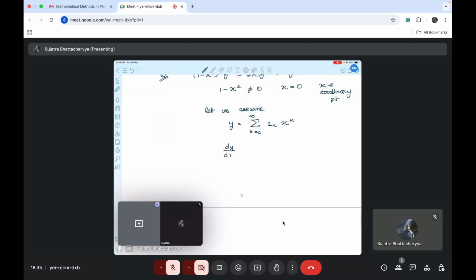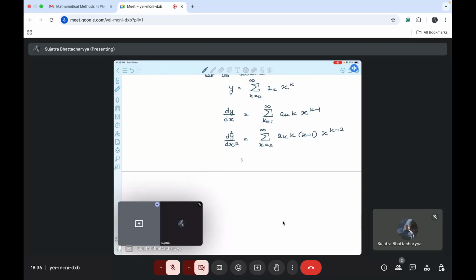Because we have to calculate everything. So it will be the summation k is equal to 1 to infinity a_k k x to the power k minus 1. Just differentiate x with respect to x once. Now differentiating it twice, it will be k is equal to 2 to infinity a_k k (k minus 1) x to the power k minus 2. Right? So y, dy/dx and d2y/dx2, this we have already found out. Great. Now we have to put it into the main equation, right?